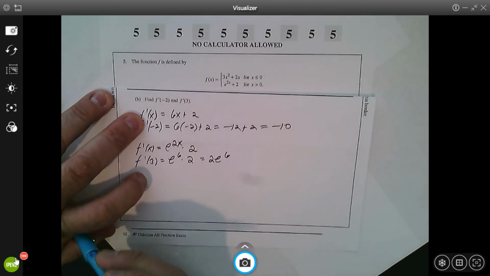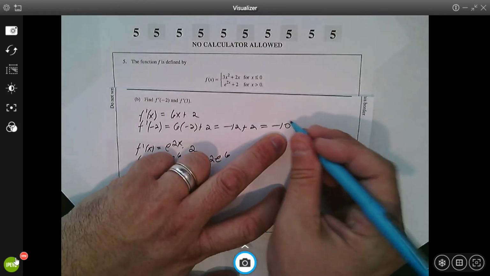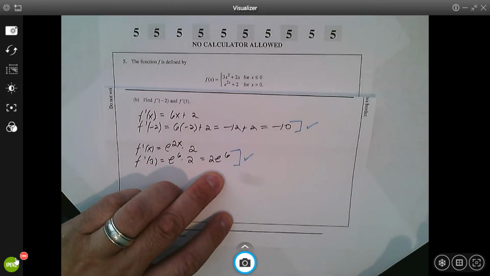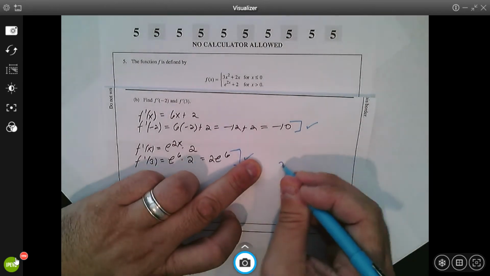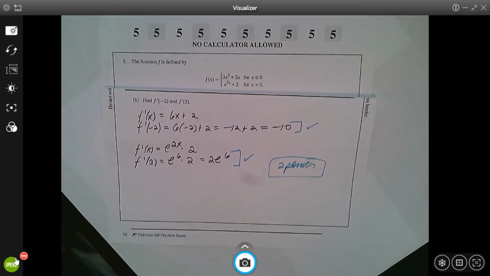I would hope that both of these are very easy questions for AB students. 1 point for coming up with -10, 1 point for coming up with 2e to the 6th, for a grand total of 2 points. Not too bad. Okay, let's move on. Let's look at part C.